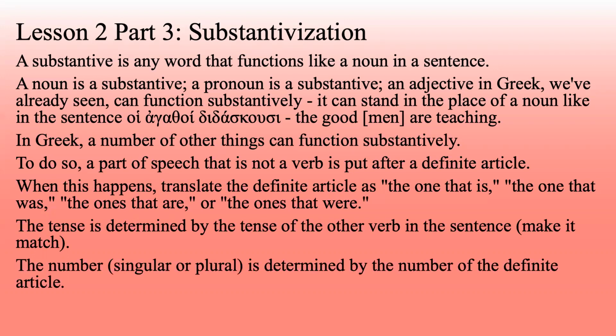The number, singular or plural, is determined by the number of the definite article. So if the definite article is singular, you'll say the one that is, or the one that was. And if the definite article is plural, you'll say the ones that are, or the ones that were. Now, observe the three main things that can do this.